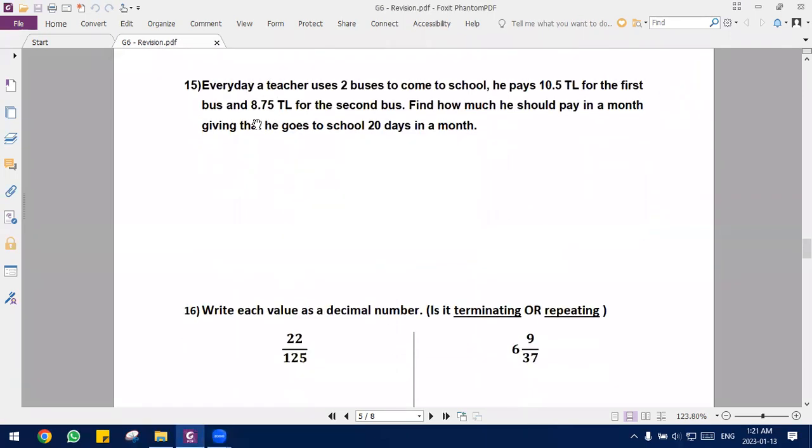Now another problem here. Every day a teacher uses 2 buses to come to school. He pays 10.5 for the first one and 8.75 for the second bus. Find how much he should pay in a month, but the information that's given was for 1 day. Given that he goes to school 20 days, okay. Now first we find how much he should pay in 1 day. We have 10.5 for the first bus plus 8.75 for the second bus.